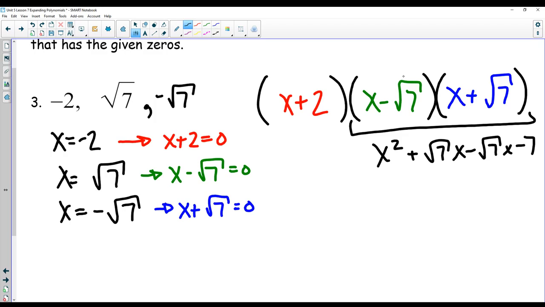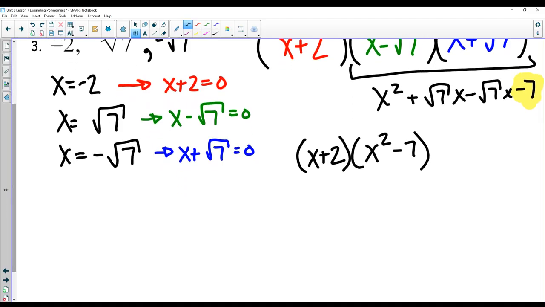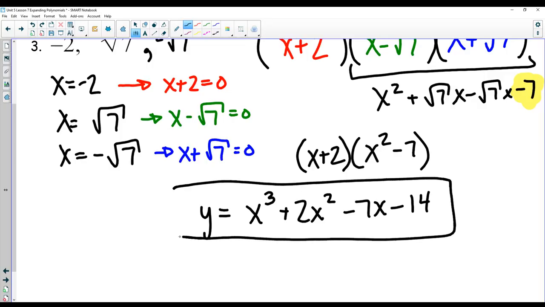Because if we multiply these two together, we end up getting negative root 49. What's the square root of 49? 7. So that's where that 7 comes from. So simplifying that, we end up still having this x plus 2, and then we end up getting x squared minus 7. So now we want to take one more second and FOIL that out, and we will have our answer. And that is all set.